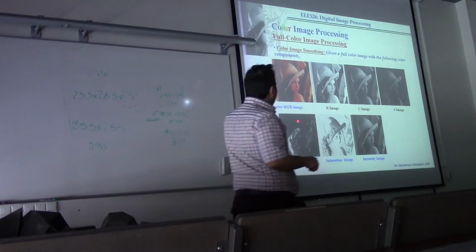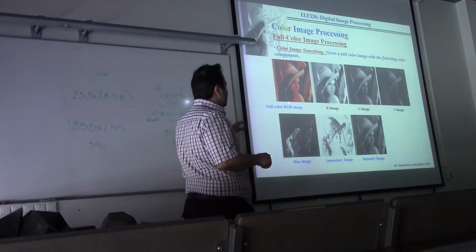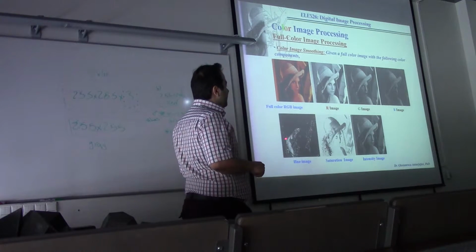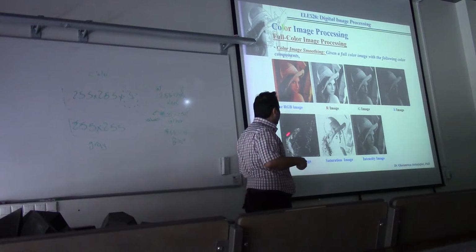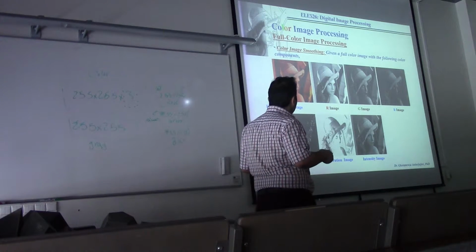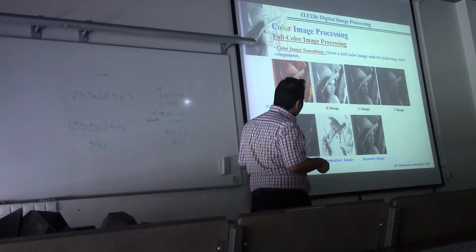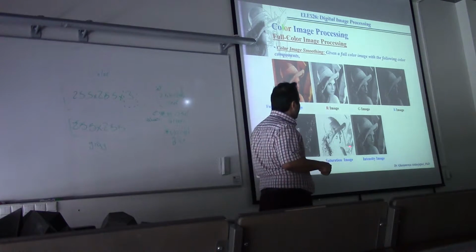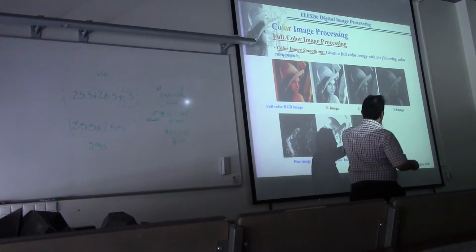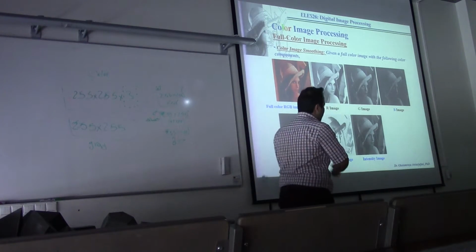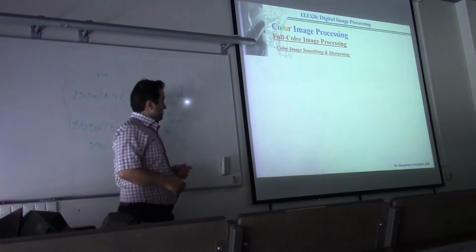And also, if we convert this RGB image to HSI, you can easily see the colors that we have in this image, and also the saturation image, which tells us how much of the colors we have, and the intensity image, which is easily said to be the grayscale image of the RGB image.